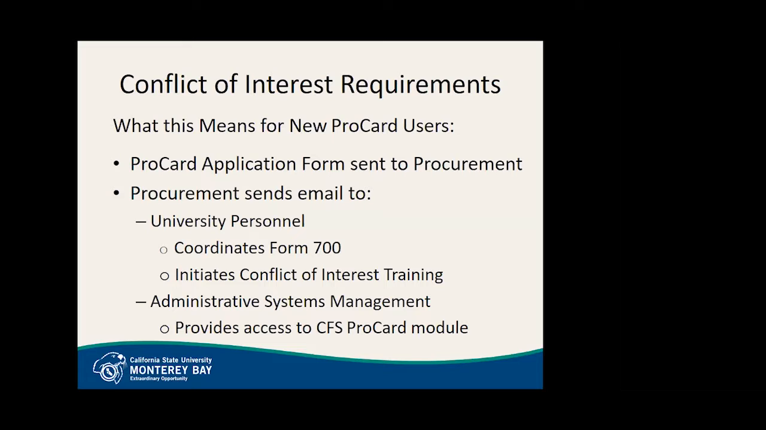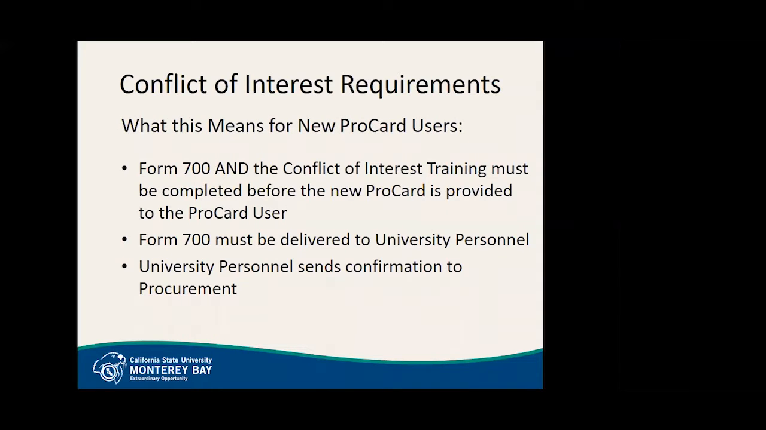Administrative systems management are the ones who decide, they provide access to the Pro card module. The Form 700 needs to be delivered to university personnel. They will release the gate, then contact Dave and say it's okay to release this Pro card. We've already ordered it. It's already on its way, but it might be sitting there with Ava. We need you to make sure you've got the conflict of interest requirements completed before Ava can release the Pro card to you.